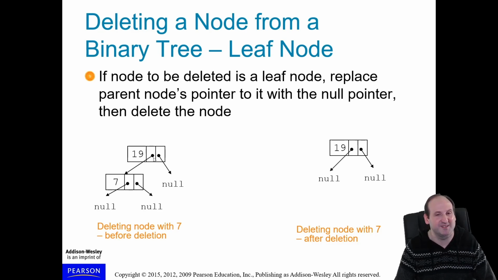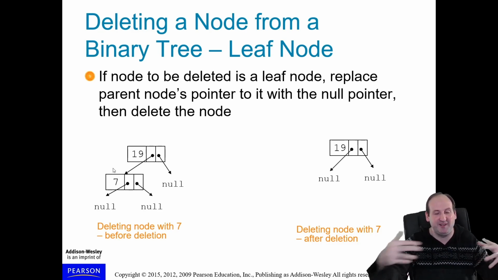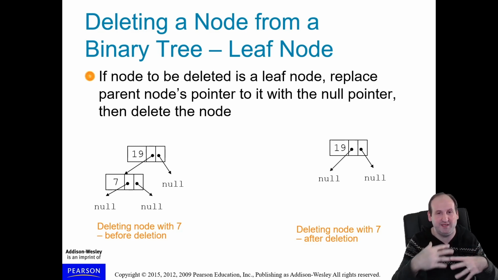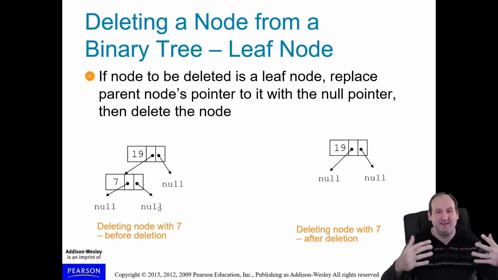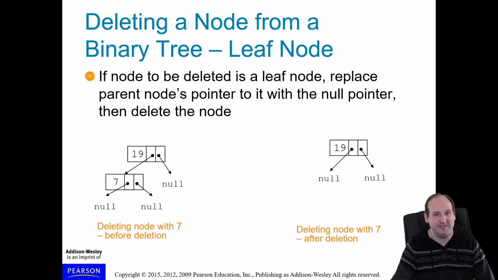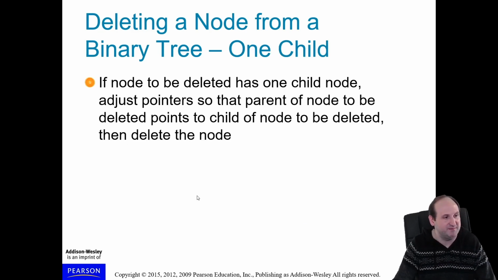So if I was going to delete the 19 here, which has a child, I have to make sure all the linkages get to the right places so that I can delete the 19, but maintain 7 and any of its children, and maintain the binary tree rules of keeping everything correct. Because if the node to be deleted has one child, adjust the pointer so that the parent of the node to be deleted points to the child of the node to be deleted, then delete the node. So that's complete.